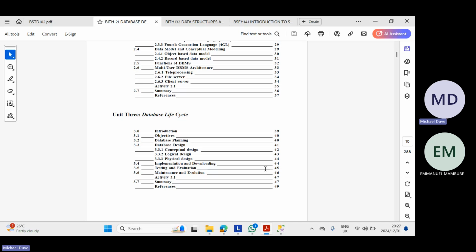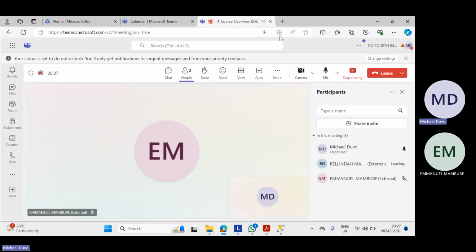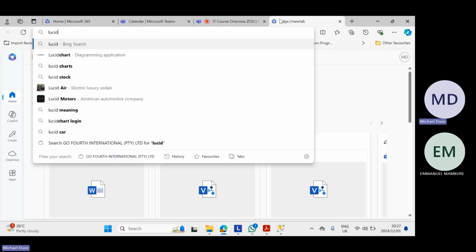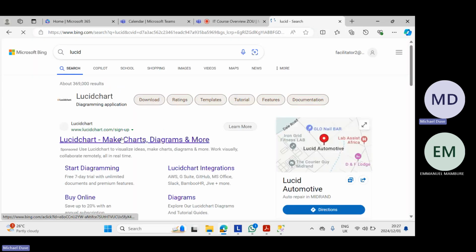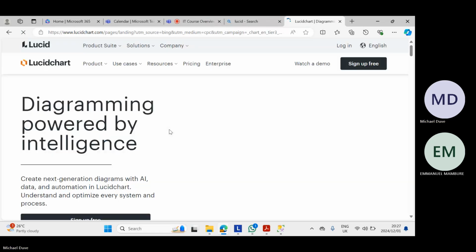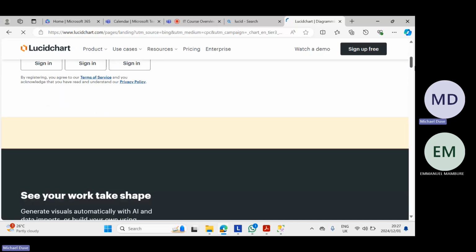So you also consider the ERD symbols and notations, then steps to create an ERD, right? Then you also need to look into the software that you are going to be using. You can use Lucidchart, right? Lucidchart is one of the softwares that can be used. You can find it on the internet, right? You log into the internet, then you check when you log in there. This one is free and it's not paid, right?